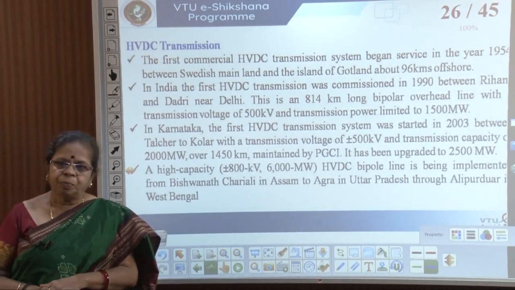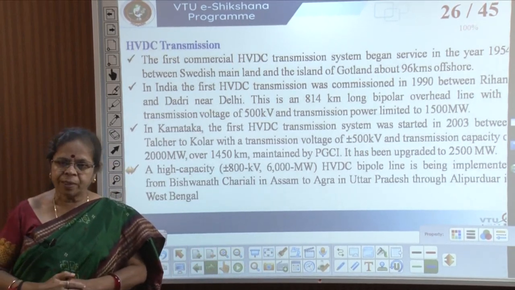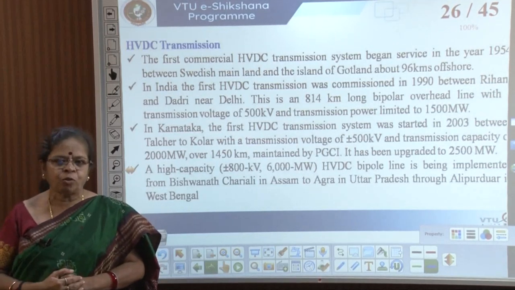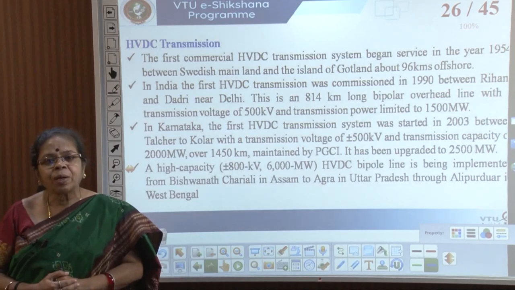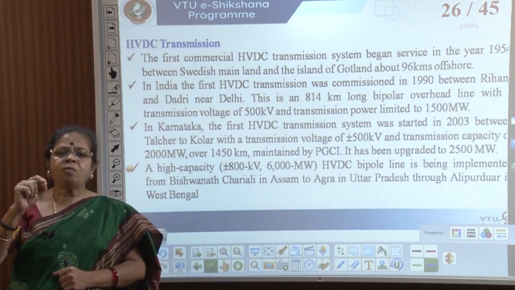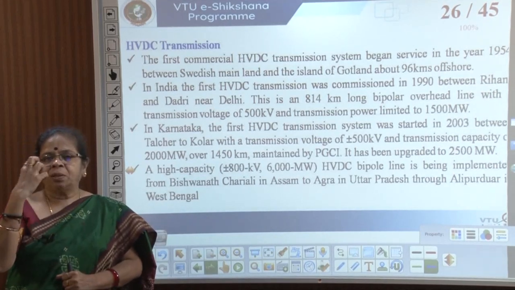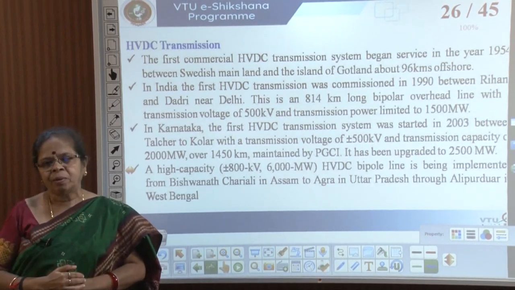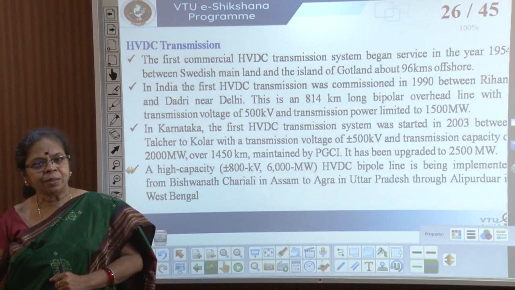So now let's come back to DC. So we welcomed back DC. After throwing out DC in favor of AC in the early 19th century, we welcomed back DC in the later part of the 20th century. And the reason, as I told you, was power electronic technology. So the power electronic technology permitted us to have high voltage converters, both rectifier and inverter. So we could convert from AC to DC, that is rectify at the sending end and transmit DC, and at the receiving end convert back the DC to AC, that is invert.